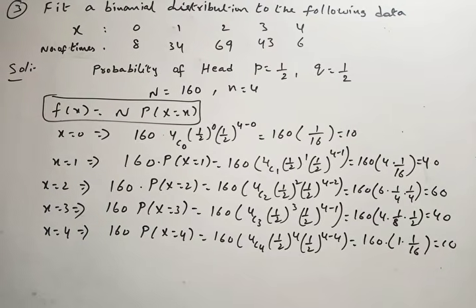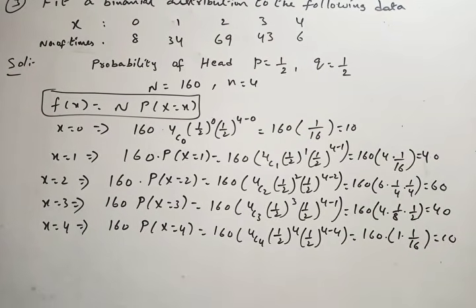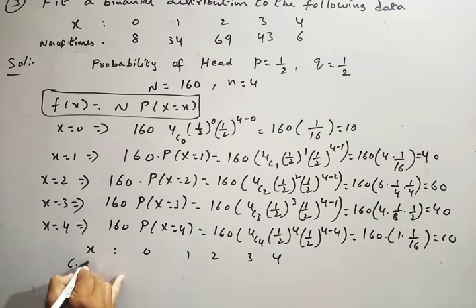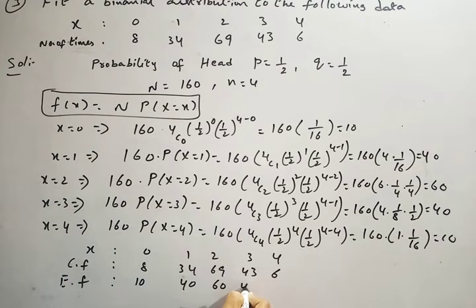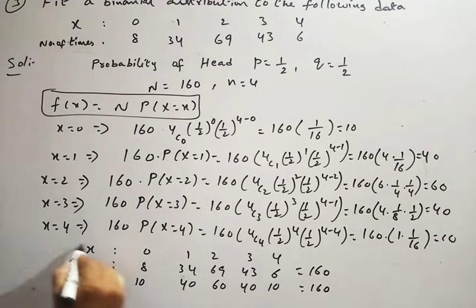Understand? So at the end, you have to write it like this. x is 0, 1, 2, 3, 4, and the calculated frequency is 8, 34, 69, 43, 6. And the expected frequencies you have to write: 10, 40, 60, 40, 10. This total is 160 and this total is also 160.